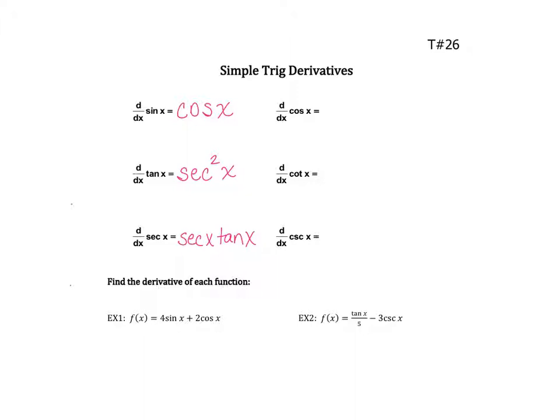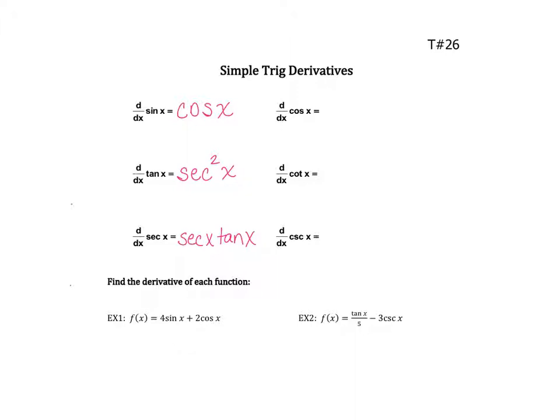So the derivative of sine is cosine. The derivative of tangent is secant squared. The derivative of secant is secant tangent. Now notice when I say that, I say secant tangent, but when I write it, I write secant of x and tangent of x, because your argument doesn't change, and you certainly have to write an argument with your trig function.